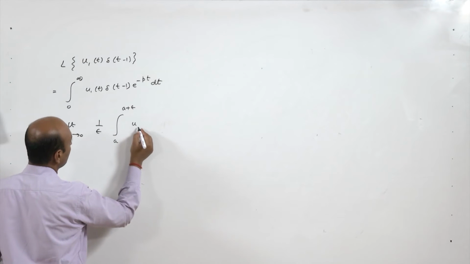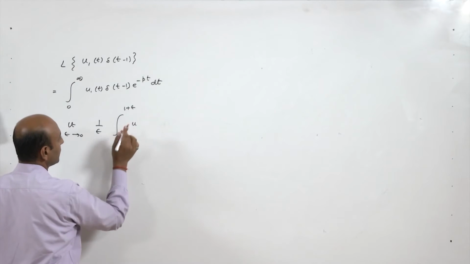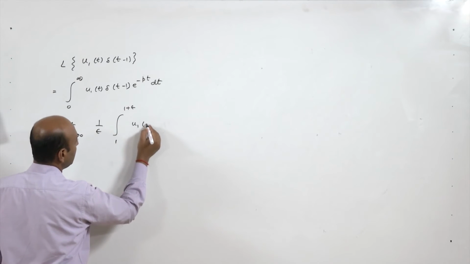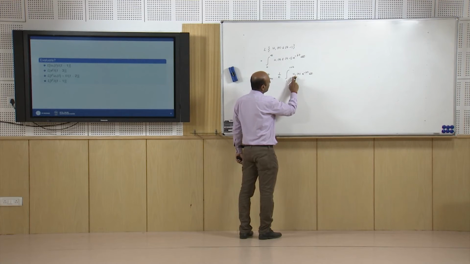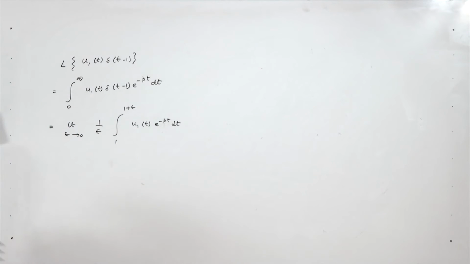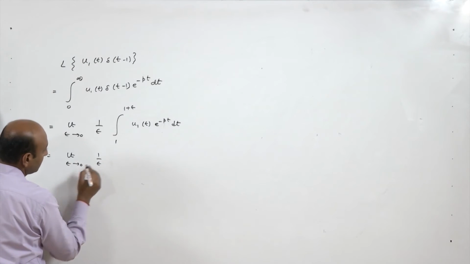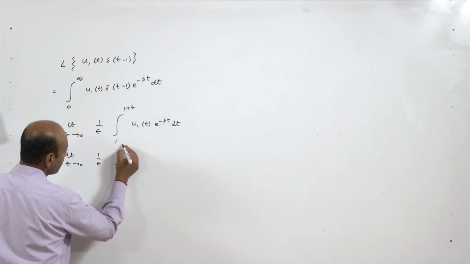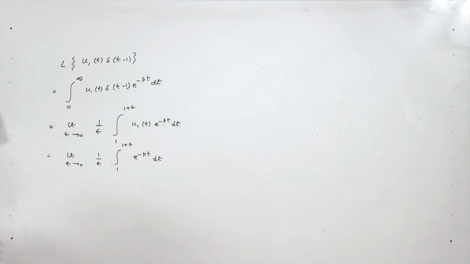u, okay, here a is 1. So, this will be 1 only and this is 1, and u1(t) into e to the power minus pt dt. Now, apply the definition of u1(t). So, u1(t) for t more than 1, by the definition of unit step function, is 1. So, it is nothing but limit epsilon tends to 0 of 1 by epsilon integral 1 to 1 plus epsilon e to the power minus pt dt, because u1(t) is 1 when t is greater than 1, otherwise it is 0.